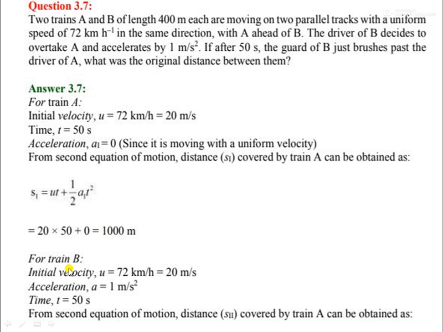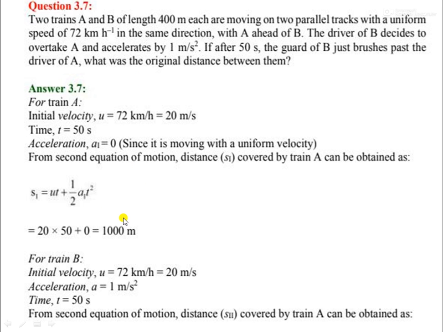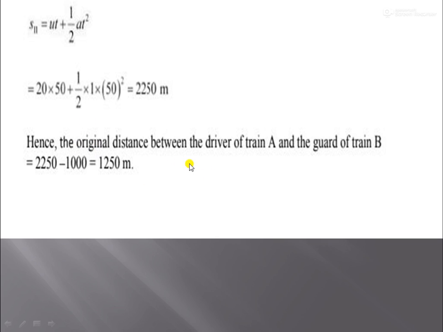Now let us come to train B. Its velocity was 72, that is 20 meter per second again. Acceleration is 1 meter per second square. For train B, time is 50 seconds. Now if you apply the second equation of motion, you get the distance 2250 meter. So in 50 seconds, train B is covering a distance of 2250 meter, and train A was covering a distance of 1000 meter. So initially the distance between both of them was the subtraction of these two distances, that is 1250 meter. So this is the distance between both the trains.